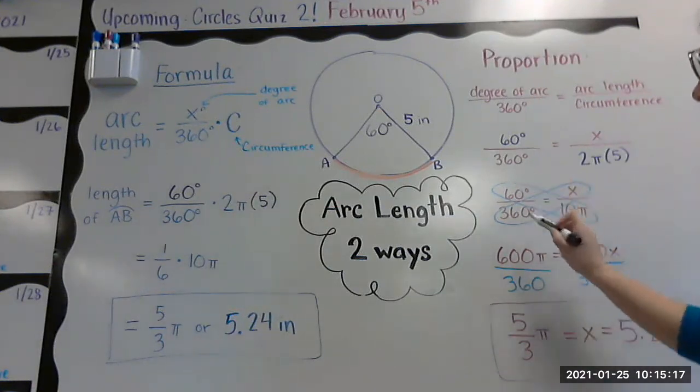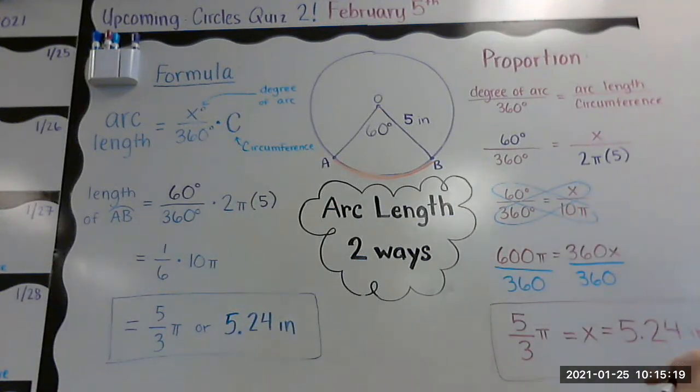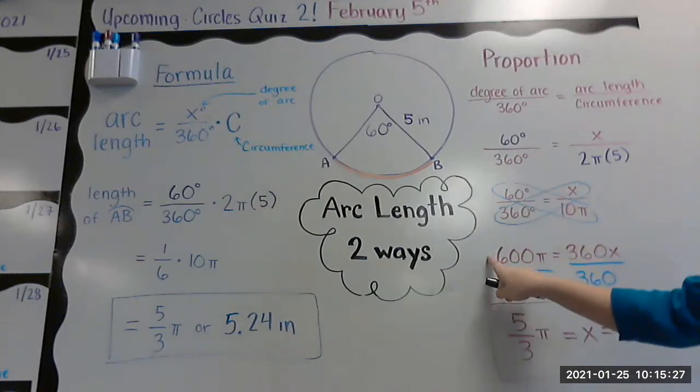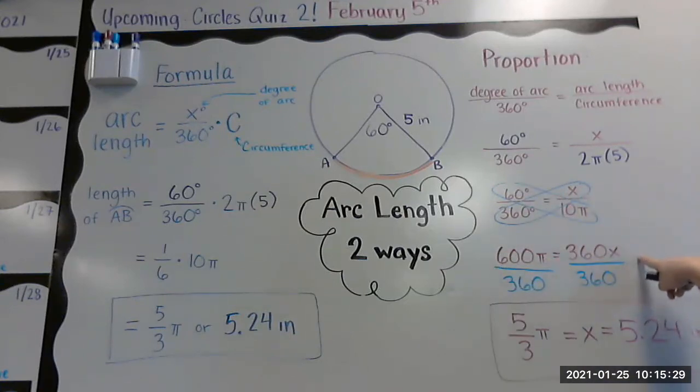And with any proportion, we can cross multiply, so that's what you do here. You can simplify along the way, like I simplified that to 10 pi. Once I cross multiply, I get 600 pi equals 360x. Divide by 360 and boom, we end up with the exact same answer, 5 over 3 pi or 5.24 inches.